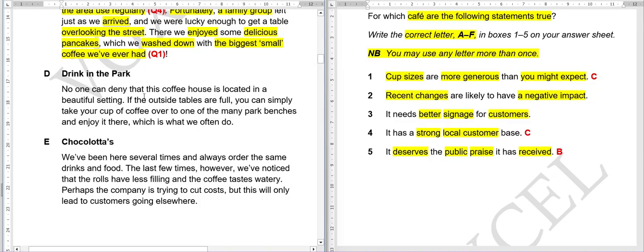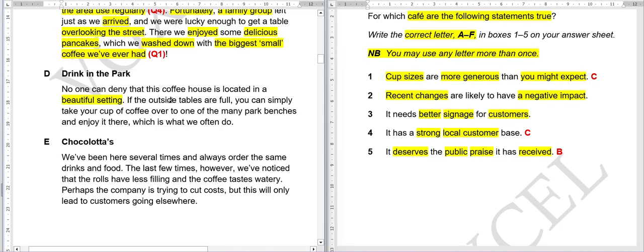Let's read D paragraph. Drink in the Park. So this is the name of the cafe, Drink in the Park. No one can deny that this coffee house is located in a beautiful setting. So they are talking about the location area of this cafe. If the outside tables are full, you can simply take your cup of coffee over to one of the many park benches and enjoy it there, which is what we often do.